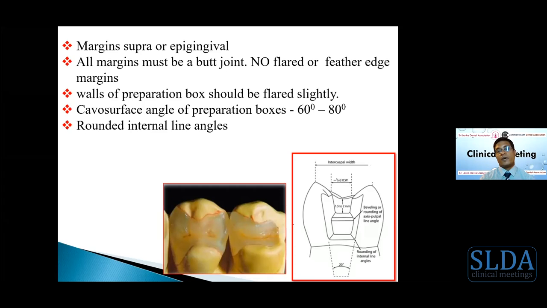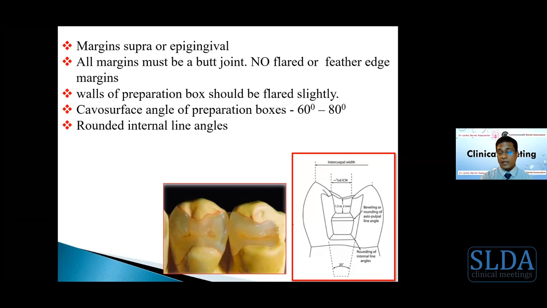If you have them, what will happen is later, these margins will break off and there will be gaps developing in between the restoration and the tooth, giving rise to secondary caries. And walls of the preparation box should be flared slightly, then only you can insert your indirect restorations. If you have undercuts, you can't insert your indirect restoration. And this is known as the cavosurface angle, as I'm pointing out with my cursor. It has to be less than 90 degrees, or the ideal angle should be 60 to 80 degrees. If you have a greater angle than this, you will end up with undercuts.